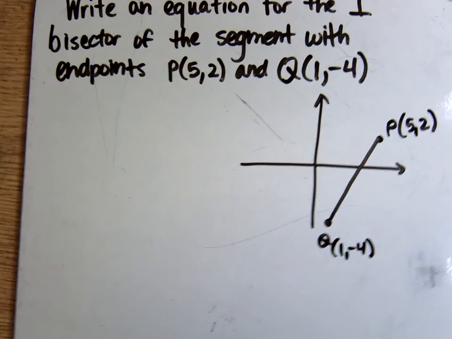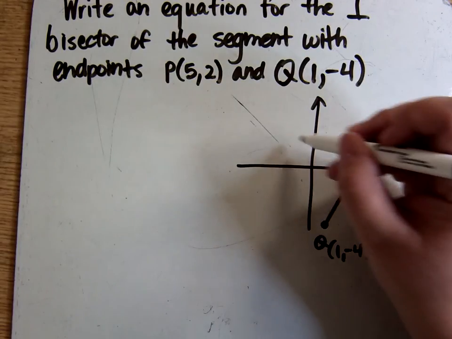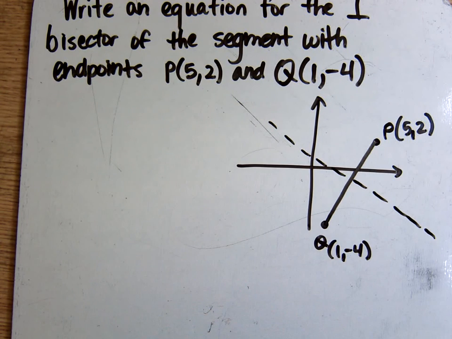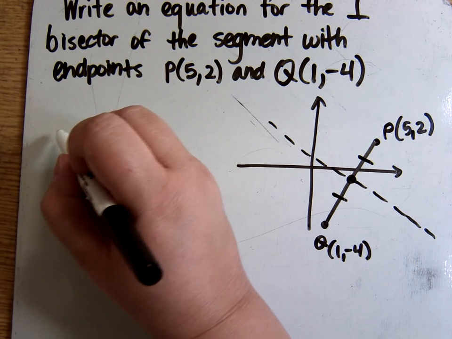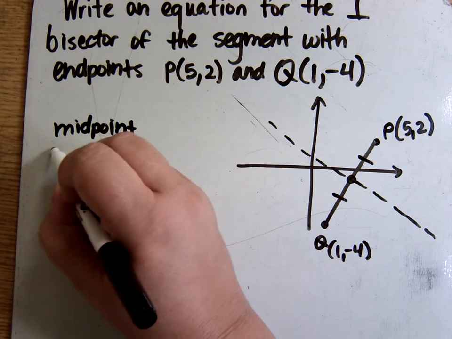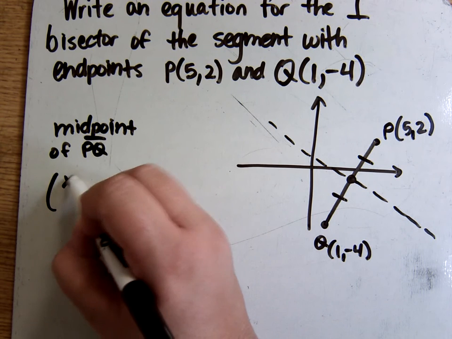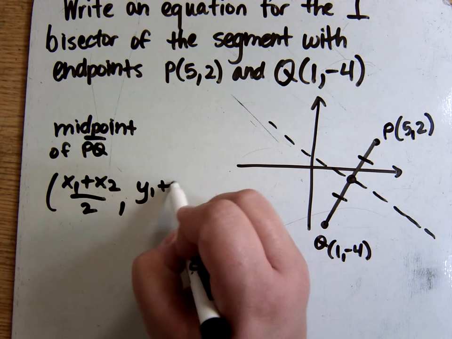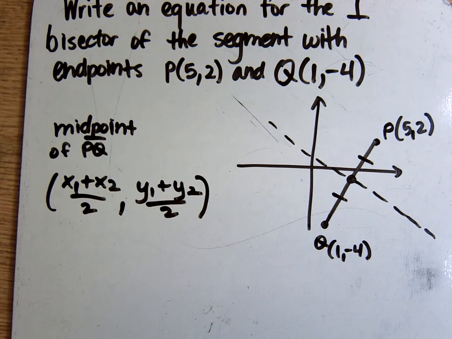Now, looking at this again, my first step is to find the midpoint. Okay, that's because the perpendicular bisector would go right through the middle of the segment, and that's the midpoint. So first I need to do the midpoint of PQ. The midpoint formula says average the x's, average the y's. Okay, that means add them together and divide by 2.